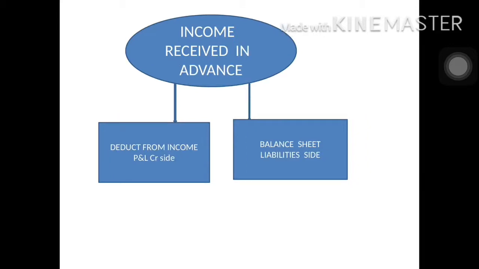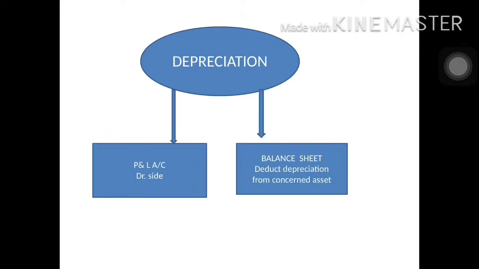Next, income received in advance. You have received the income in advance, before it is due. So you have not done the work for that, but you've received the income, so that is your liability. Okay, so balance sheet liability side you will write income received in advance, and from the income in profit and loss account you will deduct it. So one effect is deduct from income in profit and loss account credit side, the other effect is balance sheet liability side. I hope it is clear.